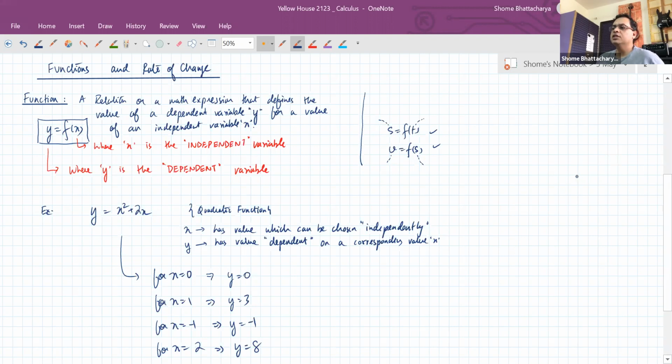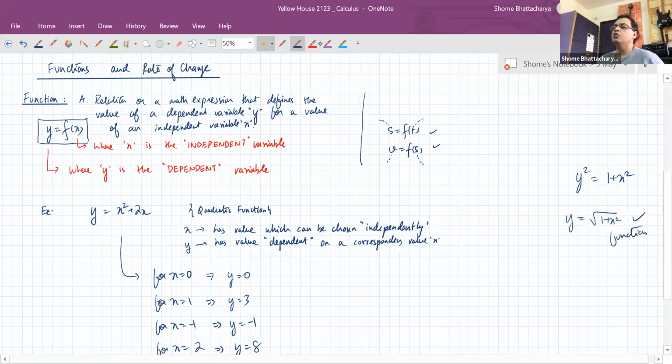Okay. So for example, if we write something like this, that y square is equal to, let's say, 1 plus x square, this is not a function. This is not a function for two reasons, because it has not been expressed as y as some relation of x, and it's not a function for another reason also we'll discuss. Whereas if I write y is equal to square root of 1 plus x square, this is a function. But this is not a function. This is a relation between x and y, but this is not the type of relation which we call a function.